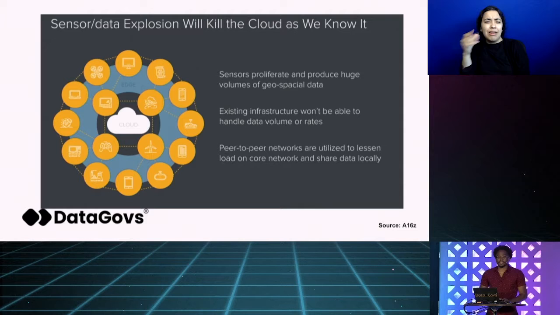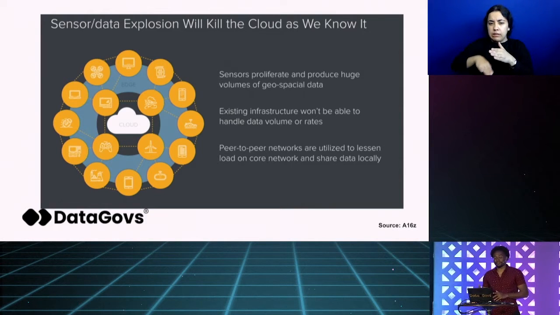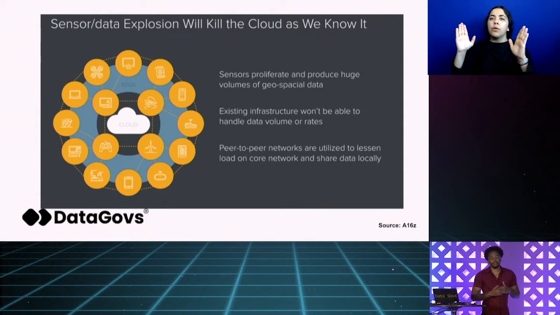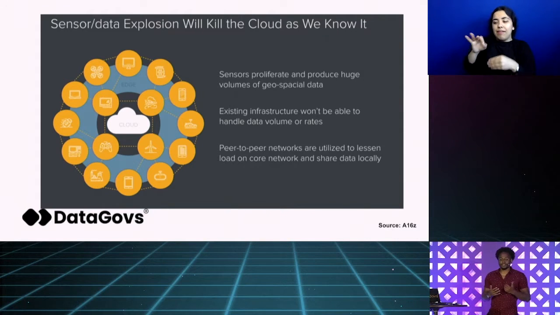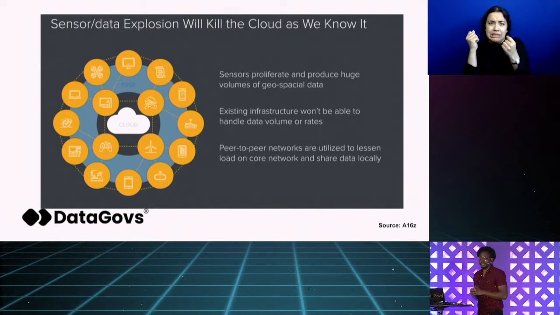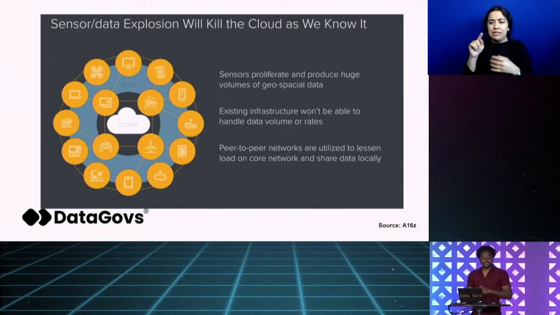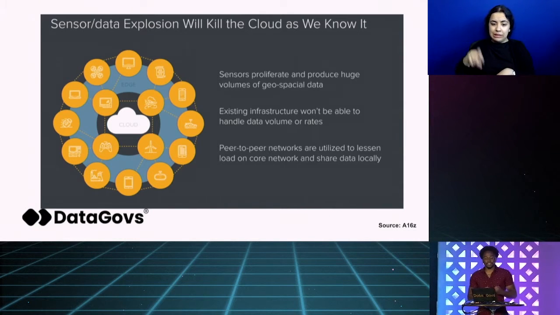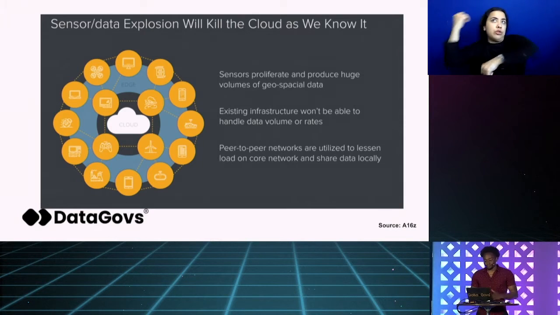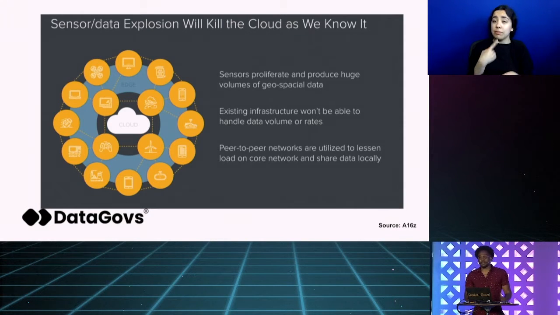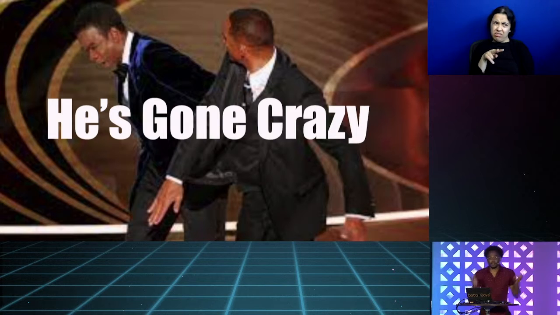So A16, one of the general partners at a venture capital firm, came up with this thesis called the end of cloud computing. And in it, he said, hey, sensors and data explosion will kill the cloud as we know it. Why? There'll be a ton of sensors. They'll produce a ton of data that's going to cause a lot of geospatial needs. Existing infrastructures today won't be able to handle the volumes of data, and this will shift things more to a distributed model. So if I'm saying this today, I know a lot of you guys are looking at me and saying, he's gone crazy.